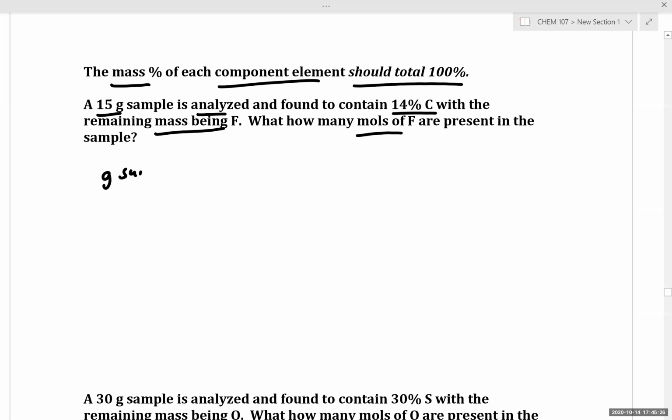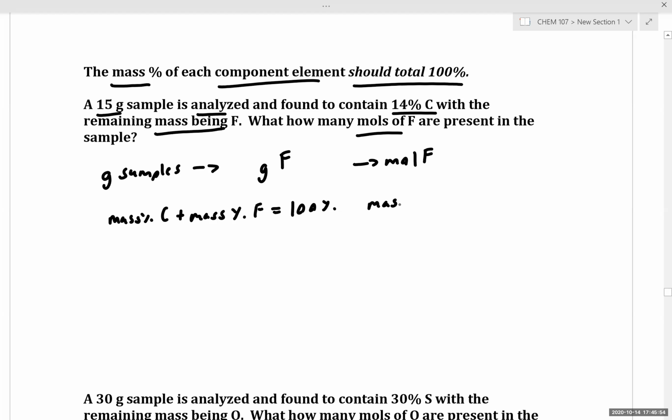So in this case, we are starting out with our grams of sample, and we're asked to calculate the moles of fluorine. So to do that, we're going to go through the grams of fluorine. Now, we know that the mass percentage of carbon plus the mass percentage of fluorine must add to 100%. Ergo, the mass percentage of fluorine is equal to 100 minus the percentage of carbon, which is 14%. That gives us a mass percentage of fluorine of 86%.